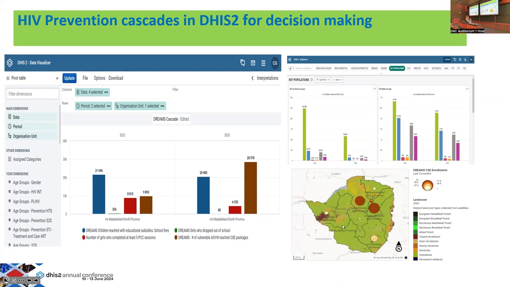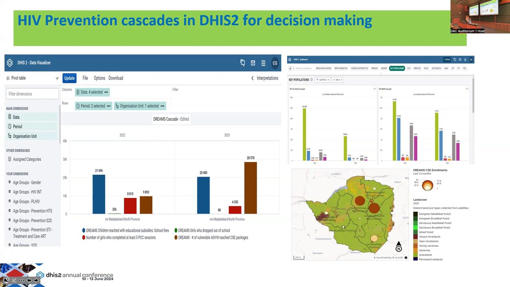prevention cascades in Zimbabwe. So just last week, Zimbabwe was sharing in the South to South Learning Network, for those who are privy to it, on how we are using HIV prevention cascades to track an individual who has been enrolled in an HIV program until we are able to see their final results. And also we have linked with the clinical indicators from the Ministry of Health and Childcare to be able to compute and complete the clinical cascade.